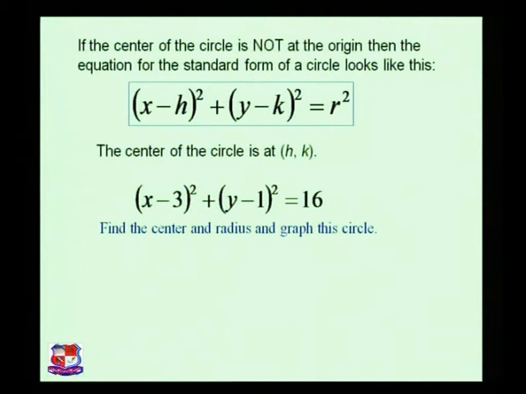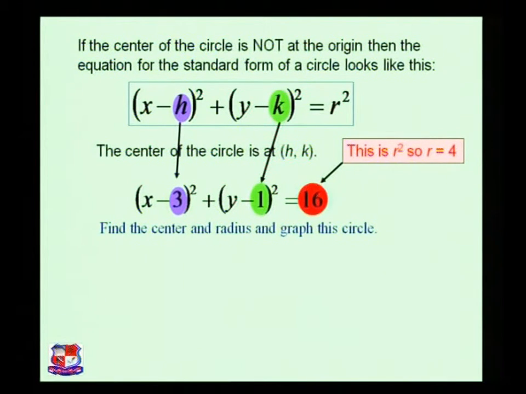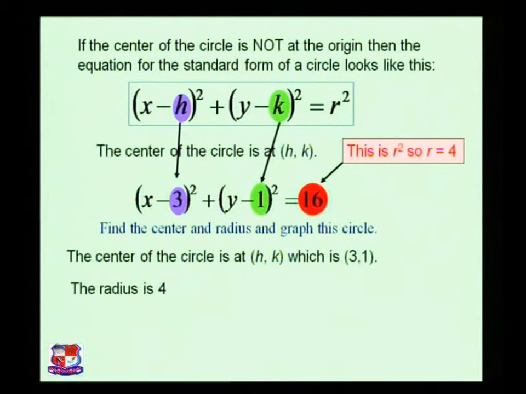Find the center and radius and graph of the circle (x minus 3) whole square plus (y minus 1) whole square is equal to 16. If we compare this equation with the center radius form, then h is equal to 3 and k is equal to 1, and r square is equal to 16, so r is equal to 4. So the center of the circle (h, k) is (3, 1), and the radius is 4.